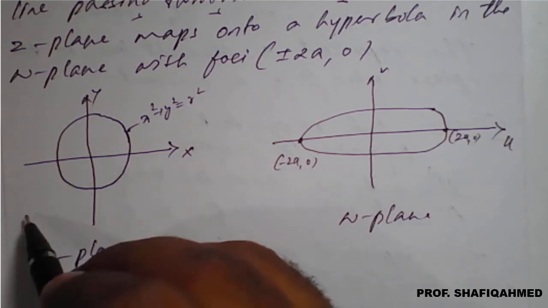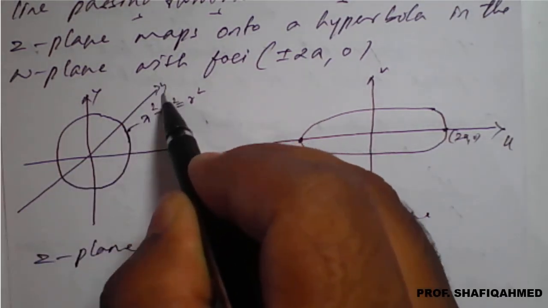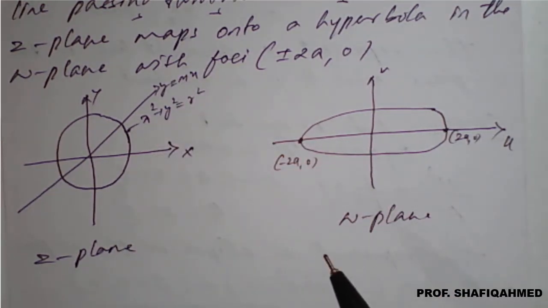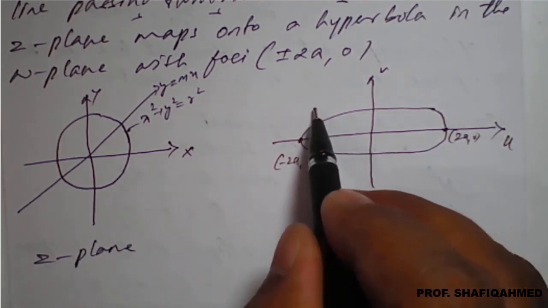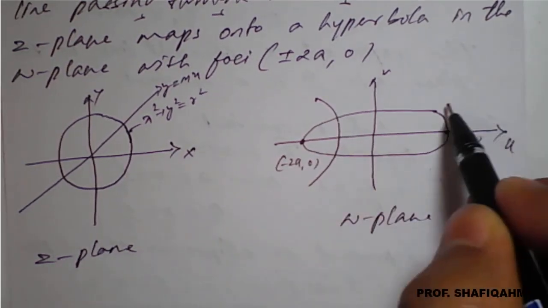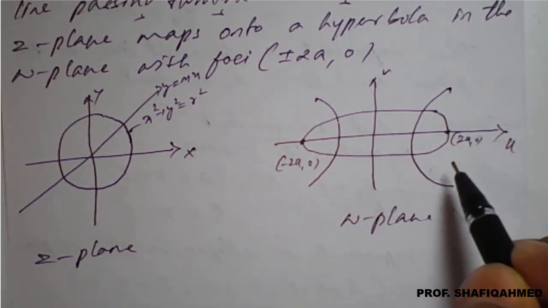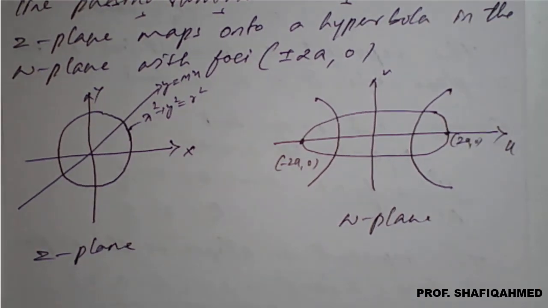Next, a straight line passing through the origin, that is y is equal to mx, or y by x is equal to tan theta, what we have taken, passing through the origin. So it will convert to what here? Hyperbola. These are the hyperbolas here. So in this way the image is going to be formed here.